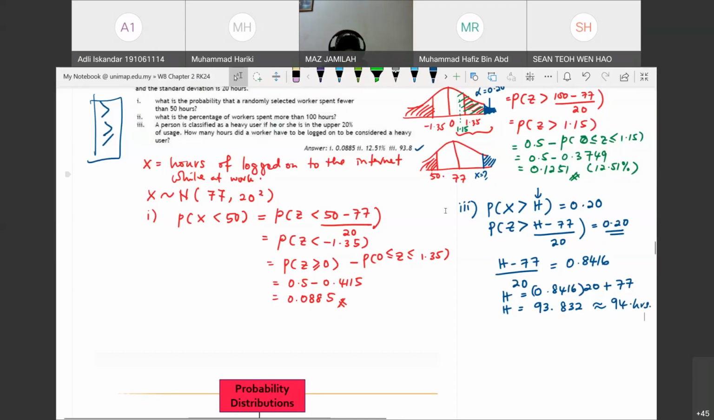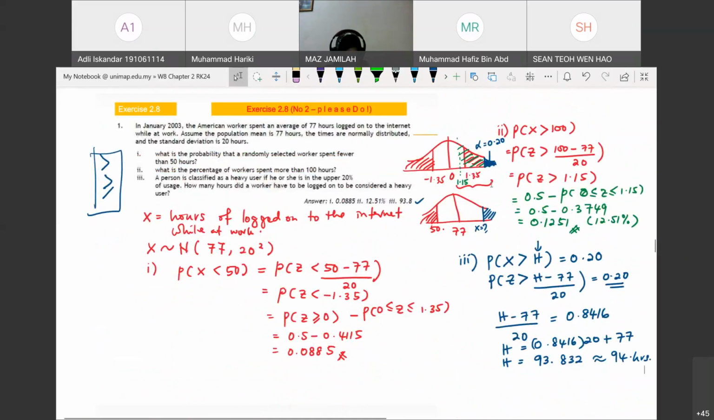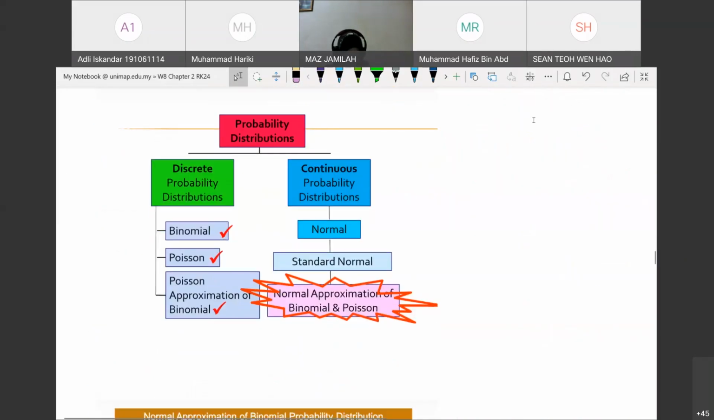So that is the application of the upper tail probability distribution. Before we move to the next example, any questions so far?